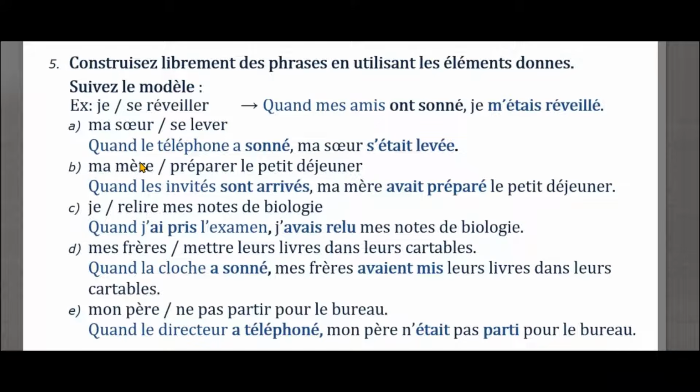So here I have formed the first sentence. When the phone rang, my sister had gotten up. So in the first part of the sentence, we are making use of the passé composé. You can see avoir in the present tense followed by the past participle. And in the second part of the answer, we are making use of the plus que parfait. For plus que parfait, you have either avoir or être in the imperfect. In this case, it's être followed by the past participle.